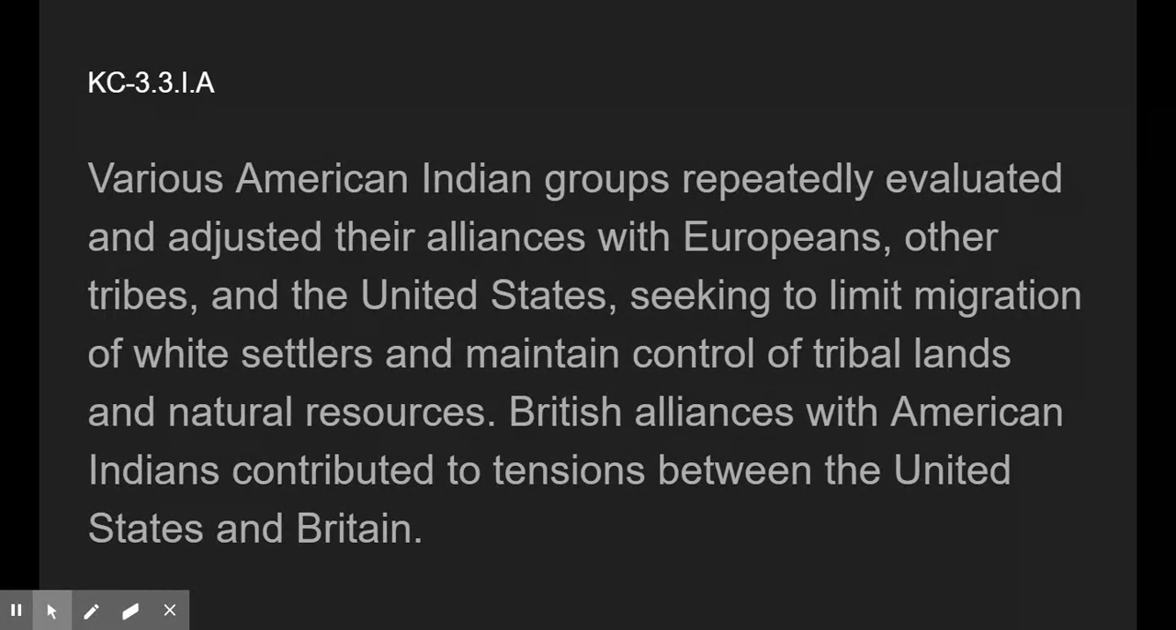Our first learning objective looks at various American Indian groups who have repeatedly evaluated and adjusted their alliances with Europeans and other tribes in the United States, seeking to limit migration of white settlers and maintain control of tribal lands and natural resources. British alliances with American Indians contributed to tensions between the United States and Great Britain.